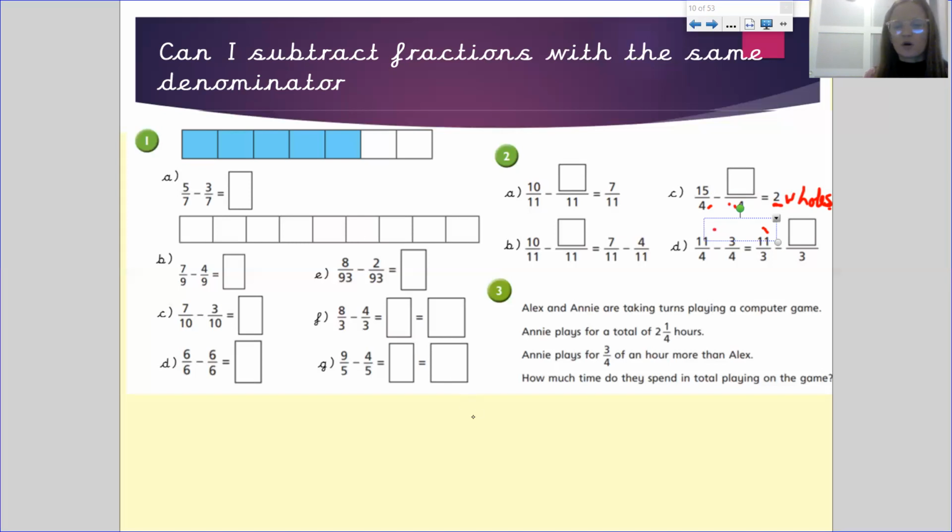So for Annie we've actually got a mixed number, and I'm going to help you a little bit with this one. She plays for 2.25 hours. So convert that to an improper fraction, okay? And then you are going to say that she plays this much more than Alex, okay? And then it says, how much time do they spend in total on the game? So think about how much they each spend and how much in total they would spend. It is quite a difficult one, so take some time to work that question out.